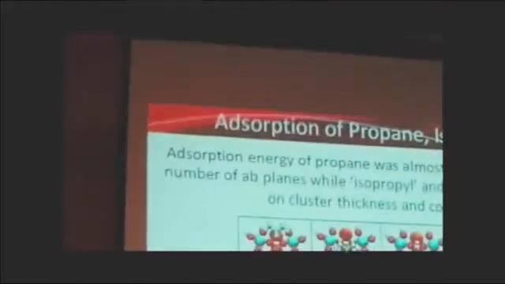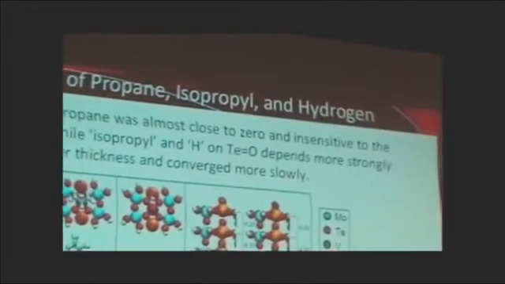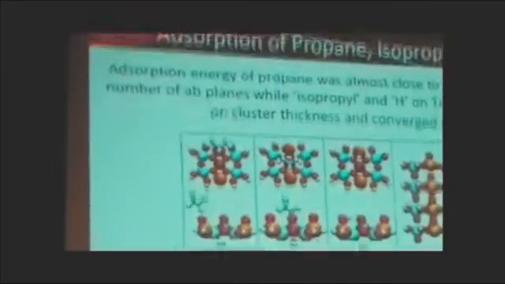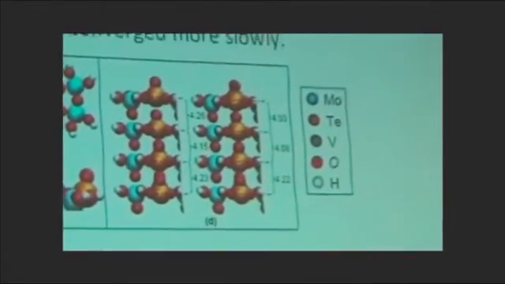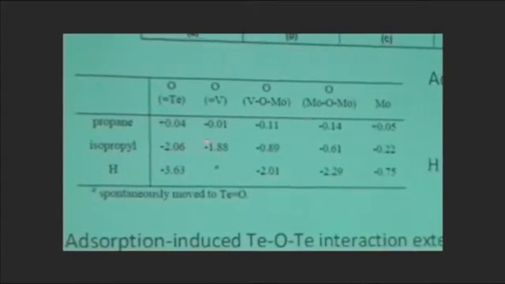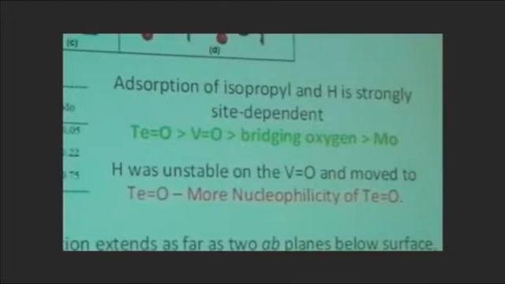So we have also examined the binding energy of propane, isopropyl, and hydrogen on various adsorption sites, and we found that the adsorption of propane is site insensitive on the surface of the catalyst, while isopropyl and hydrogen are strongly dependent. For example, the isopropyl here prefers to bind with tellurium oxo more than vanadium oxo and the bridging oxygens, and we find essentially the same trend with hydrogen. But one difference is that here, the hydrogen, when bonded to the vanadium oxo during geometry optimization, moved simultaneously to the tellurium oxo, indicating that it prefers to bind with tellurium oxo rather than vanadium oxo. This leads to the conclusion that the tellurium oxo is responsible also for the abstraction of hydrogen from propane, and not only from propyl and propane as previously posited by experimental groups.